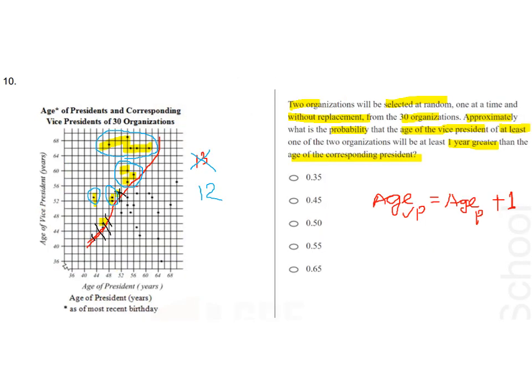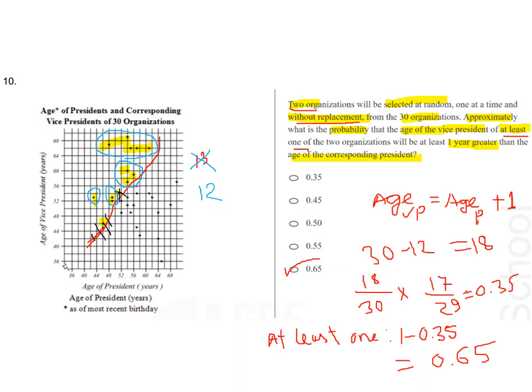The last question asked, two organizations will be selected at random, one at a time and without replacement from the 30 organizations. Approximately, what is the probability that the age of the vice president of at least one of the two organizations will be at least 1 year greater than the age of the corresponding president? So the age of the vice president is equal to the age of the president plus 1. So we need to find such dots where the age of the vice president is at least 1 year greater than the president. I have highlighted some dots and there are 12 such dots.